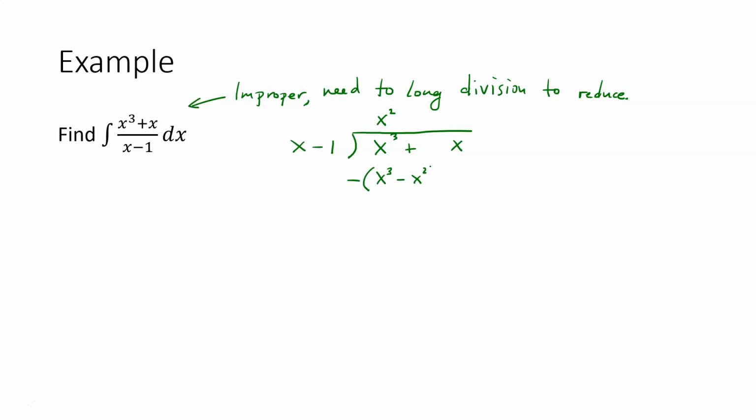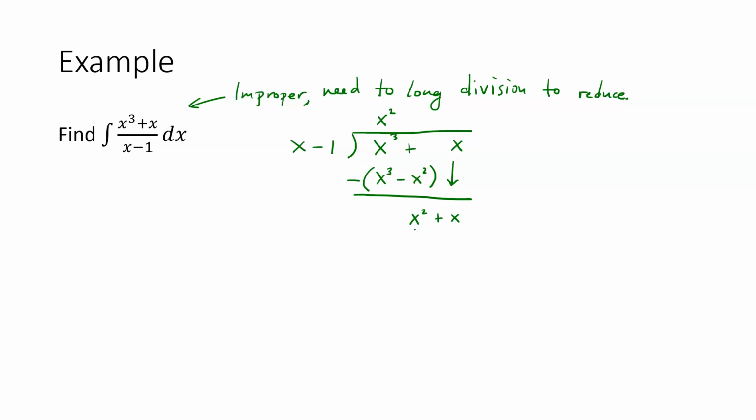And then we subtract that from above. And so that gives me x cubed minus x cubed. Those terms cancel. And then there's no x squared term here, so we imagine we'll just have 0 minus negative x squared, so plus x squared. And then I'll drop down the next term, so plus x. And then we repeat.